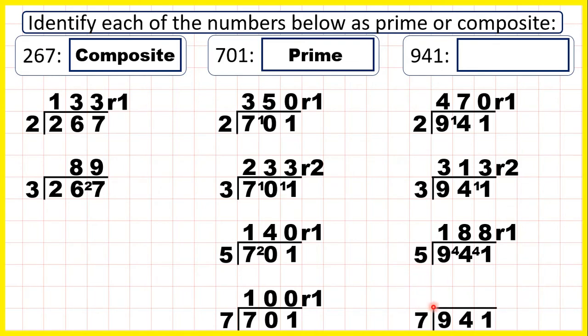Now dividing by 7, 9 divided by 7 is 1, remainder 2. 24 divided by 7 is 3, remainder 3. And 31 divided by 7 is 4, remainder 3. So we've divided the number by the first 4 prime numbers. We've got a remainder for all of those divisions, so 941 is a prime number.